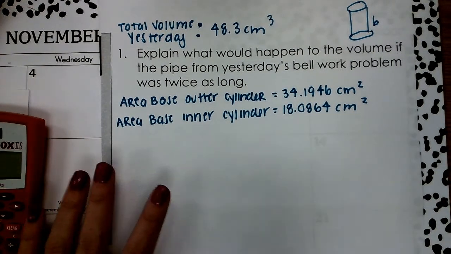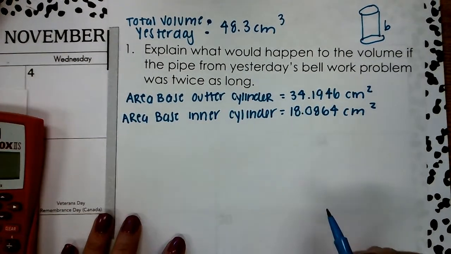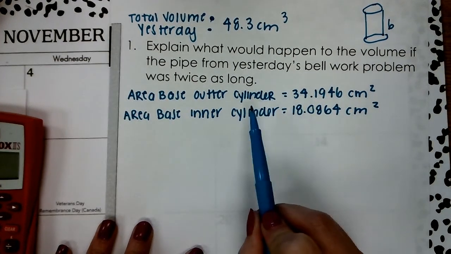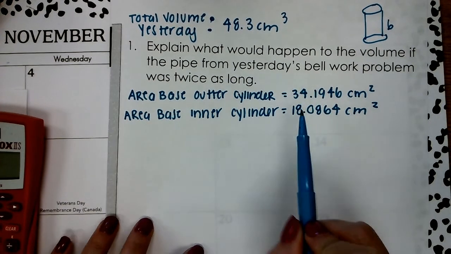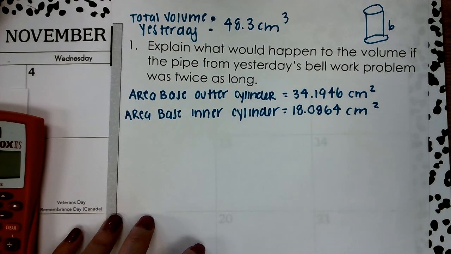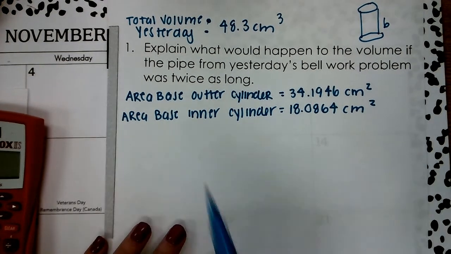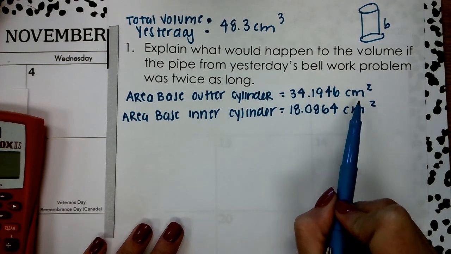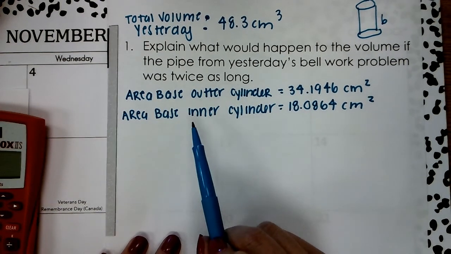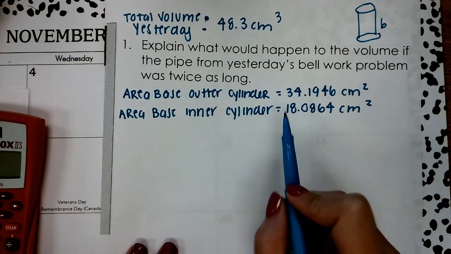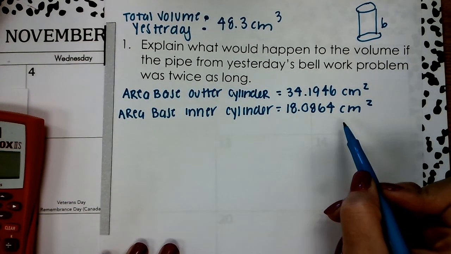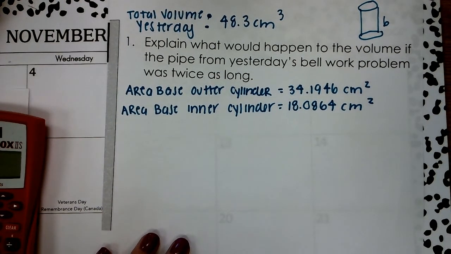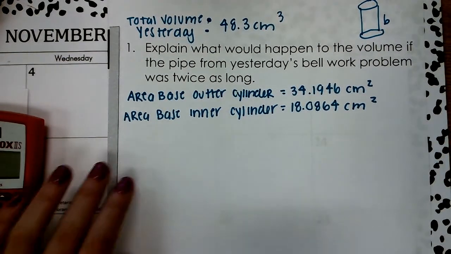Remember, the volume is equal to the area of the base times the height. I've already written down the area of the base of the outer cylinder and the inner cylinder that we found yesterday. The area of the base for the outer cylinder was 34.1946 centimeters squared, and for the inner cylinder, the area of the base was 18.0864 centimeters squared. We don't have to redo that work because we've already done it. Now we're going to use these numbers to find the volume.